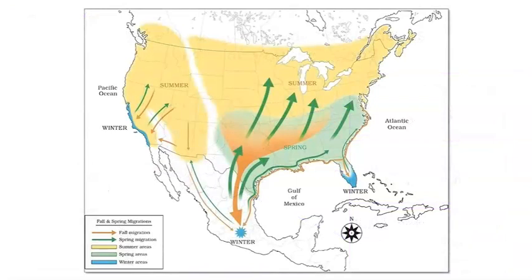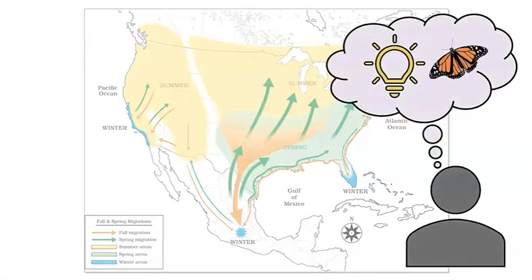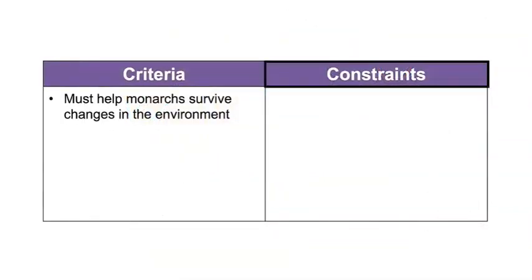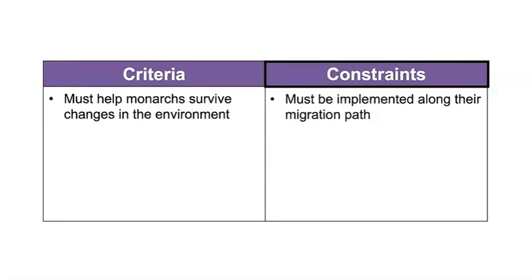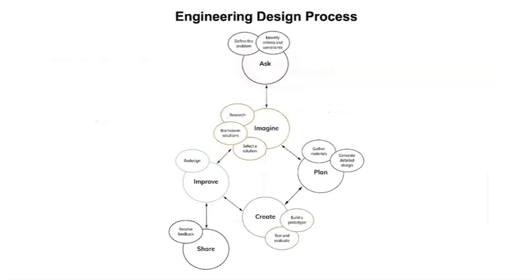It would be so much fun to follow migrating monarchs across the country. We could work with communities along the way to protect the monarchs. Unfortunately, one of our constraints is that we can't travel to test our solution. So let's think about how we can use a model to design a solution that will help monarch butterflies survive. How can we create a small-scale model of a solution that will keep the butterflies safe? Even though we can't travel along the butterfly's migration path, we must design our plan to be implemented along their migration path. What other constraints can you think of?